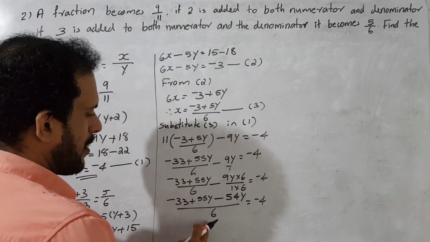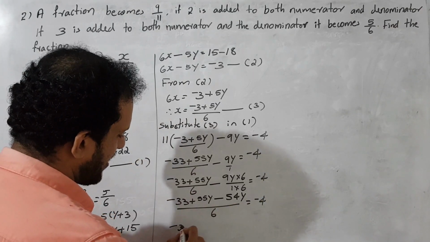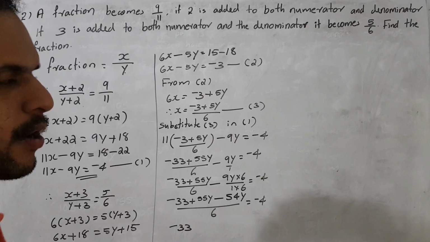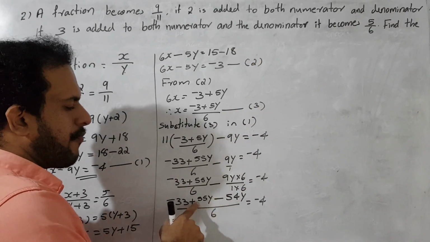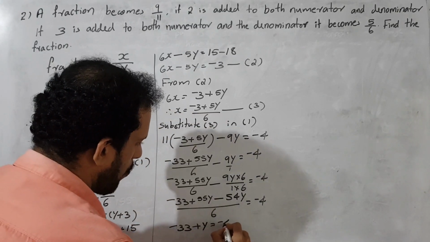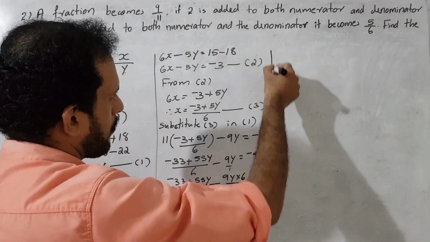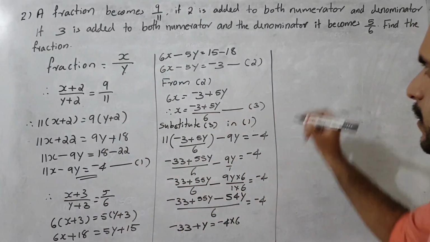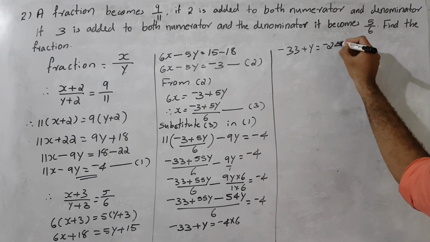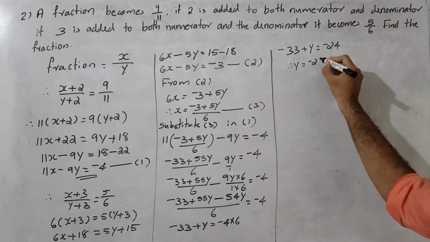Then what is next? Next we are transposing the 6 to the side of minus 4. Correct? Then we do the work here. Minus 33 plus 55y minus 54y is equal to 1y. Correct? 55y minus 54y is 1y. That is, minus 33 plus y is equal to minus 4 into 6, which is minus 24. Correct? Therefore, minus 33 plus y is equal to minus 24.